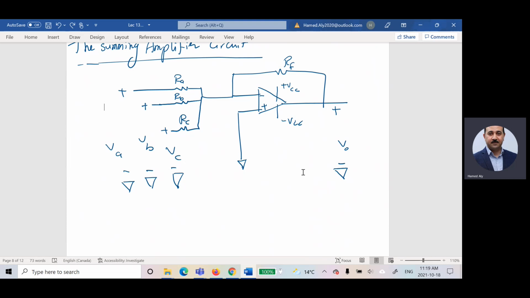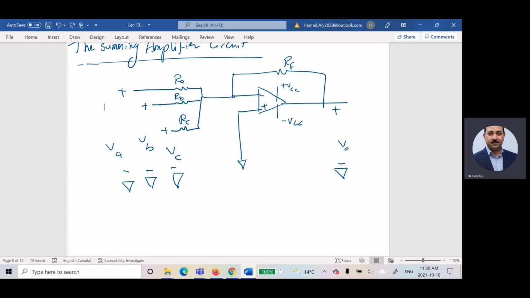Do you expect that the output is equal to the input summation, the input voltage, multiplied by a specific gain, multiplied by a negative sign or not? Yeah. Multiplied by a negative sign, because all of these sources are connected to the negative terminal. So I'm expecting in advance that the output voltage is equal to negative something multiplied by VA, plus negative something multiplied by VB, plus negative something multiplied by VC. And this is what I'm looking for. Let us derive these terms.